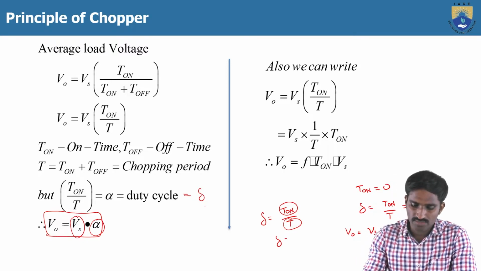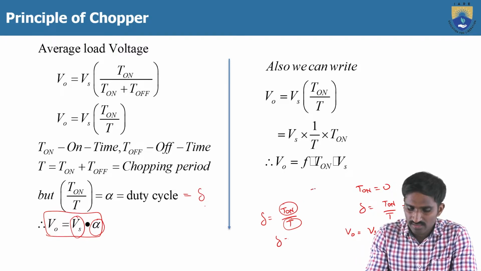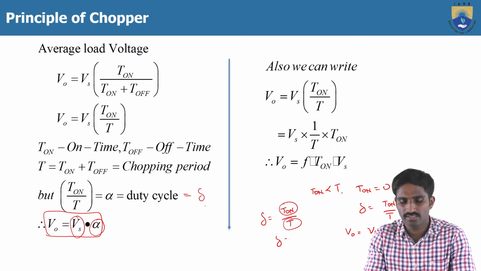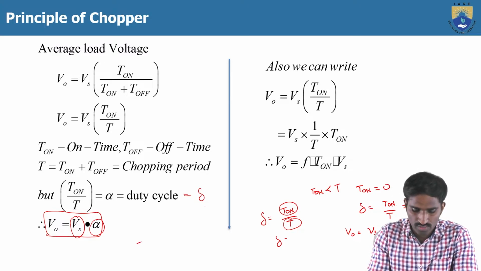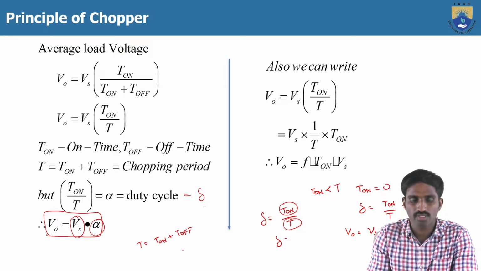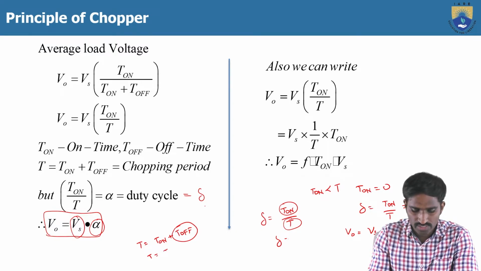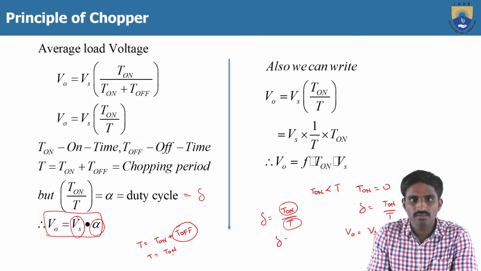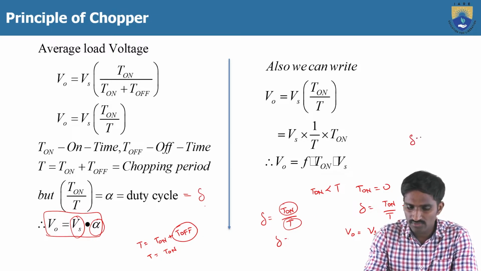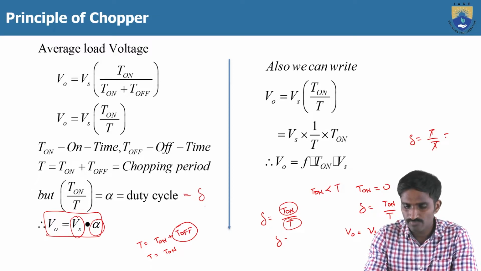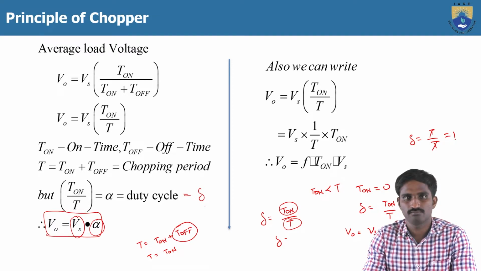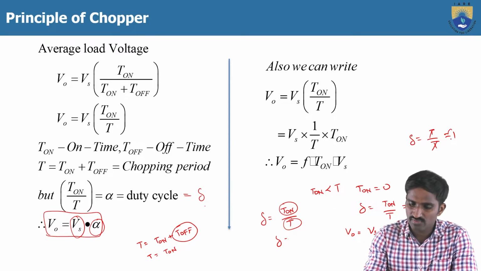Here the maximum value of the delta is, anyway, T on is always less than T. Because as we know, T is equal to T on plus T off. Suppose T off is equal to 0, then T is equal to T on. Which means here, instead of T on, you can just substitute T, then delta is equal to T by T, which is equal to 1. So then the maximum value is 1.